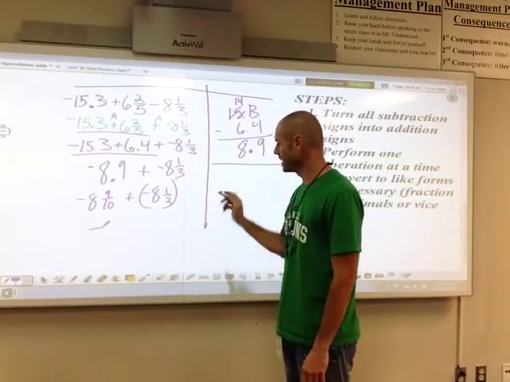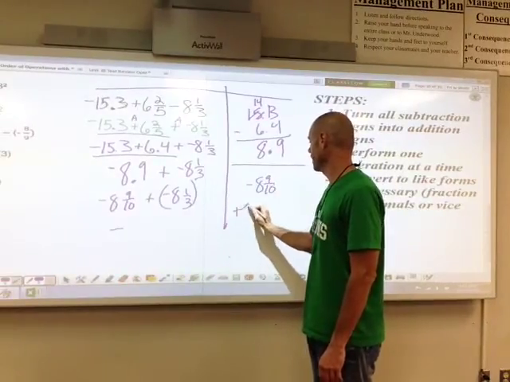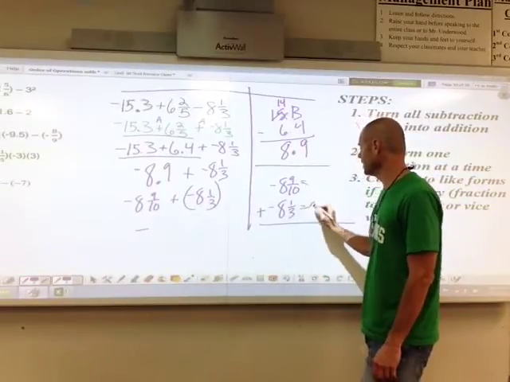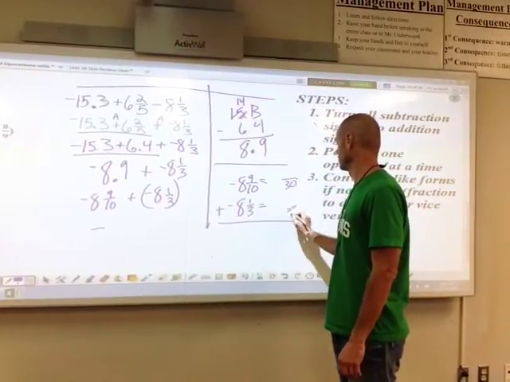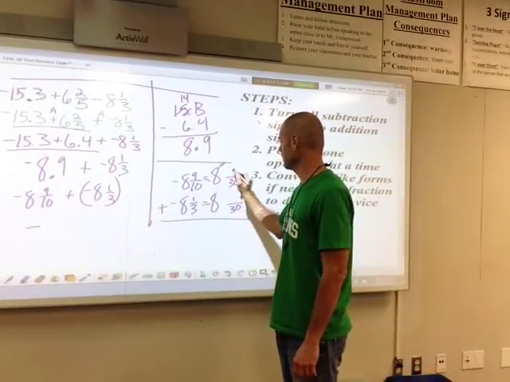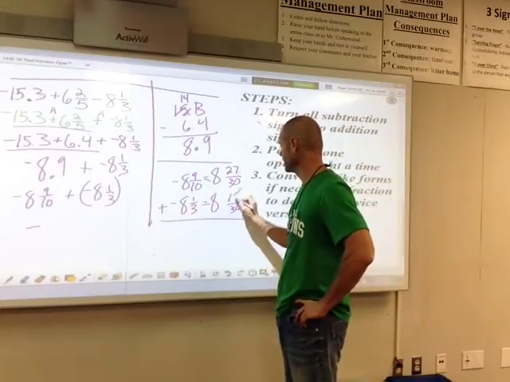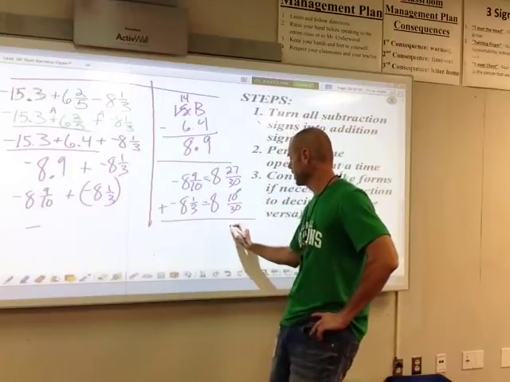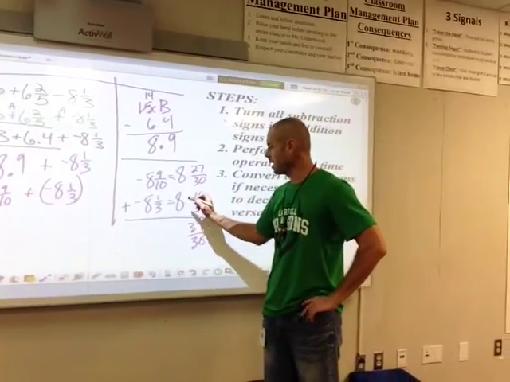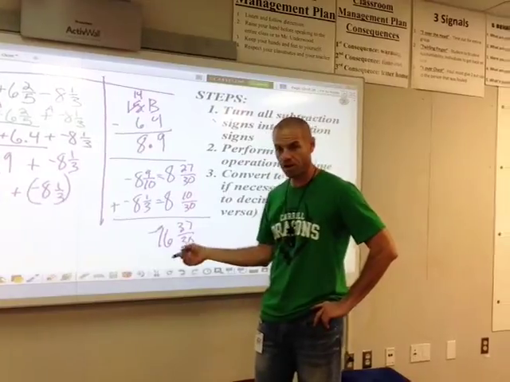So I'm going to take my negative 8 9/10, and I'm going to add to that my negative 8 1/3. I'm going to find an LCD, which is 30. I do this times 3 to get 30, so I do 9 times 3 to get 27. 3 times 10 is 30, so 1 times 10 is 10. And so I add these up, and I get 37 over 30. And 8 plus 8 is 16. So my answer is negative 16 37/30.